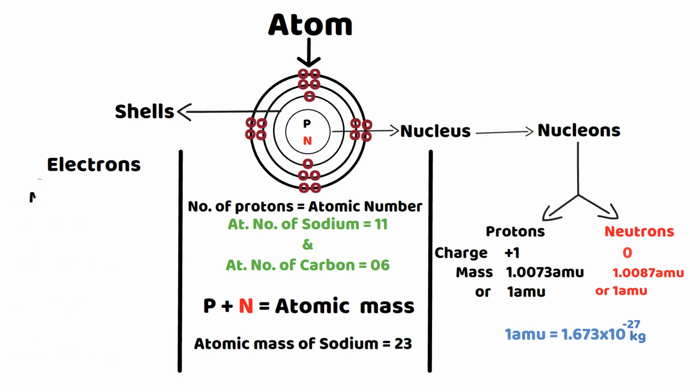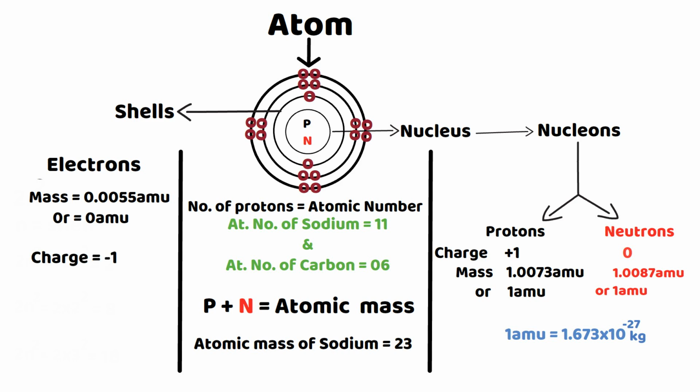Now, the mass of an electron is 0.0055 AMU, or simply this mass is considered as 0 AMU. So it means the mass of an atom is due to the mass of protons and neutrons present in the nucleus. The relative charge of each electron is -1.